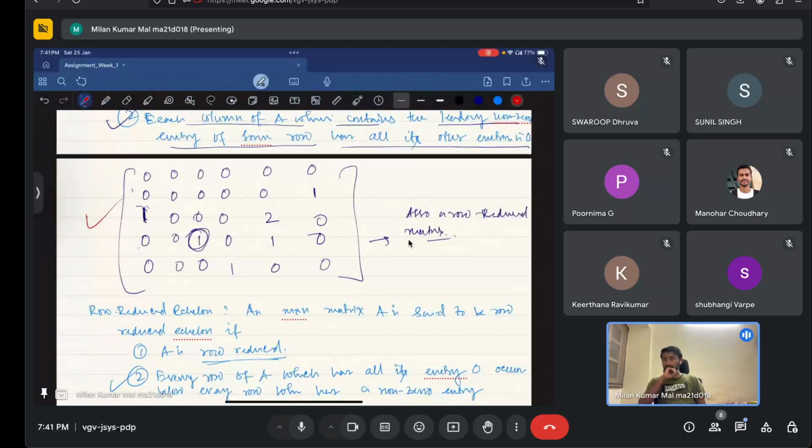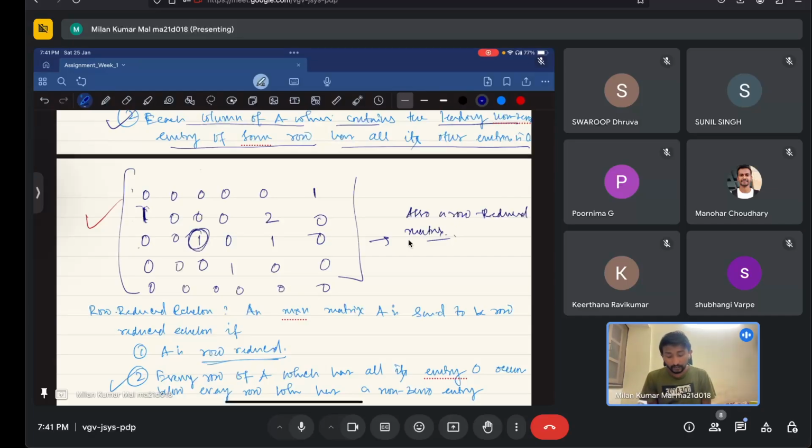row reduced echelon. What is the first problem? First problem is that there is a zero row above. So to solve this problem, we have to do the interchange of rows. So suppose we have done the interchange of rows and we get the zero row here. But still it is not solving the problem.